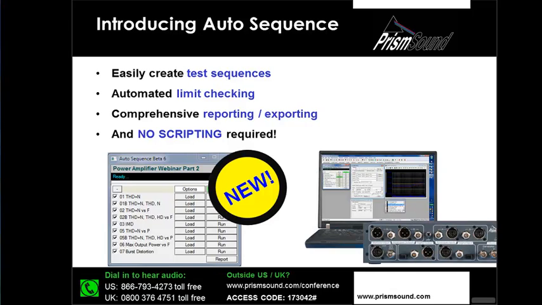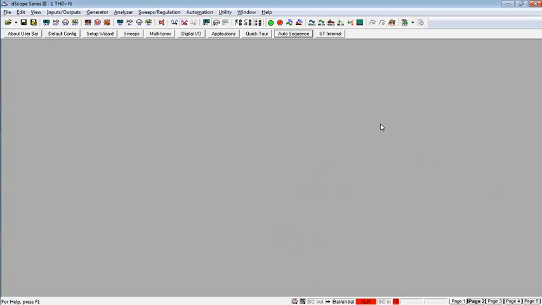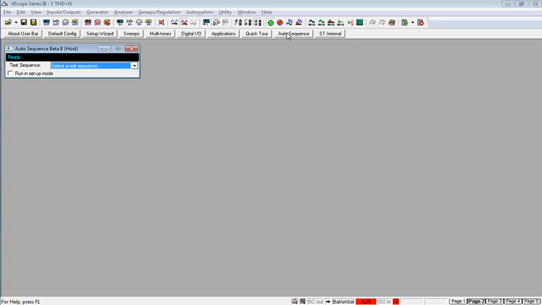So, without further ado, let me get stuck into the practical measurements then. Let's get on to the interesting stuff and start measuring our amplifier. So I've launched the D-Scope Series 3 software here, and I'm going to click on my button here that says AutoSequence, which will launch this application here.